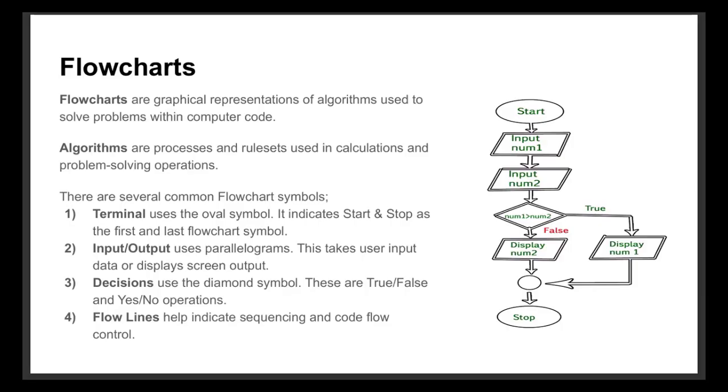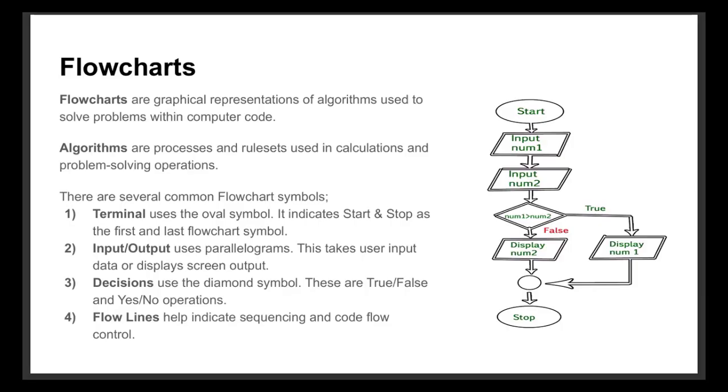Decisions are when we will have some type of true, false, or yes, no operation within our code. Typically, you will also see this in cases where you have some type of binary operation within the code. And the fourth symbol to understand are flow lines. These will be arrows that will move from one symbol to the next that will help us to determine the proper sequencing that occurs within our computer program. So we have terminal, input-output, decisions, and flow lines.